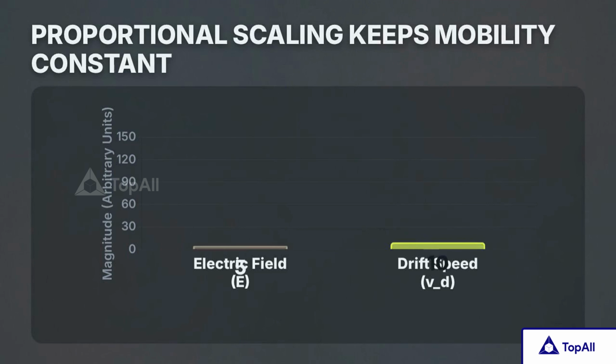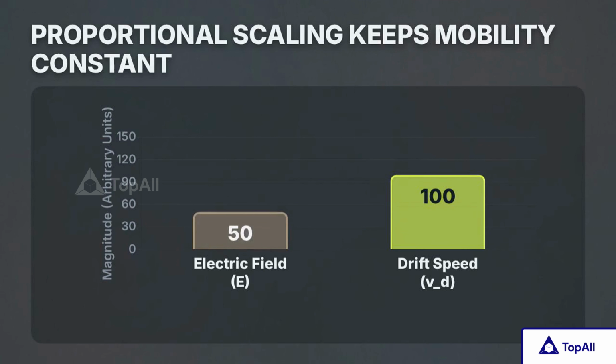This graph shows exactly how that relationship works. As the electric field goes up, the drift speed goes up right along with it. Because they scale together, the actual value of mobility remains a constant property of the material itself.